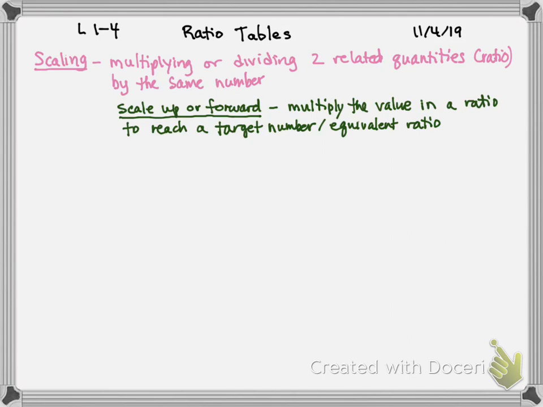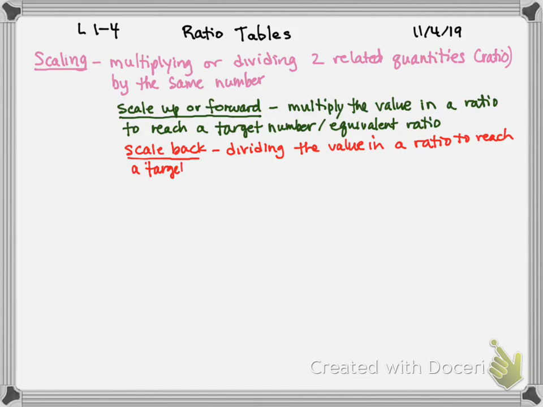And then, let's talk about scaling back. So to scale back, and we wouldn't say backwards, back is enough, we would divide, or dividing the values in a ratio to reach a target number. And therefore, when you treat both values the same in that ratio, it will create an equivalent ratio.